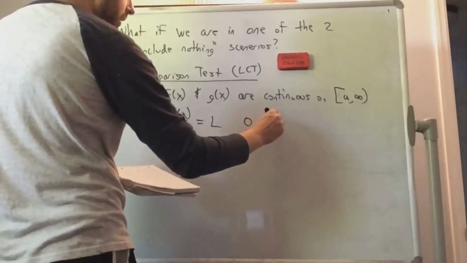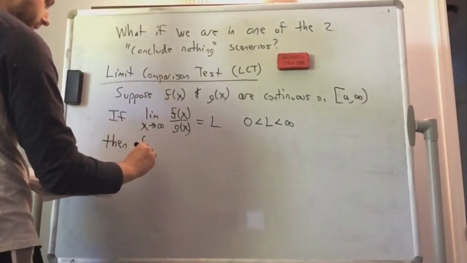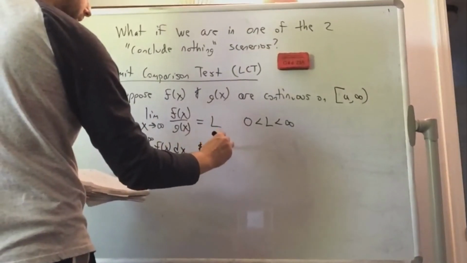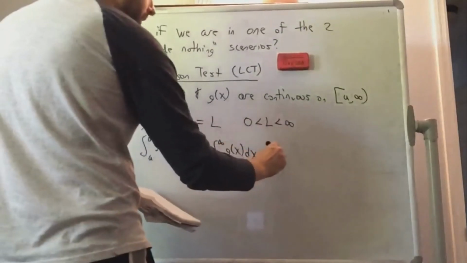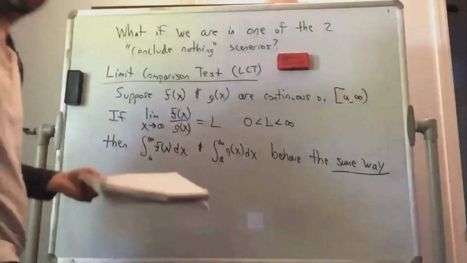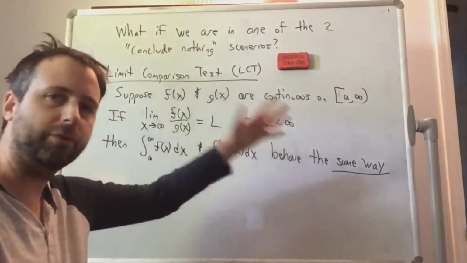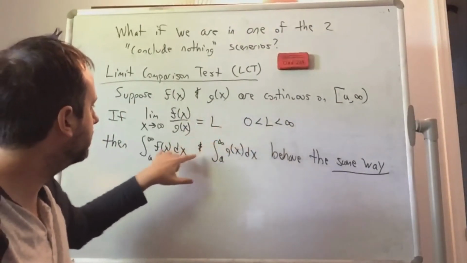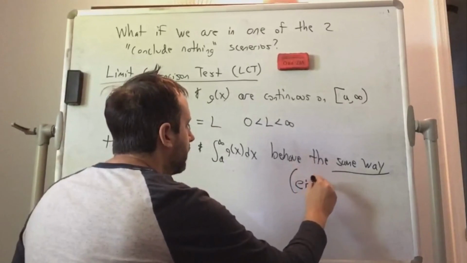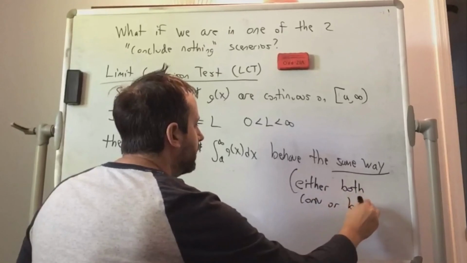If that limit is a number between 0 and infinity, then the integral of a to infinity of f of x dx and the integral of a to infinity of g of x dx behave the exact same way. That means that if you get this condition, it doesn't mean converge, it doesn't mean diverge. This just means that the 2 things do the same thing, whatever it happens that they do. So I'll just say they either both converge or both diverge.